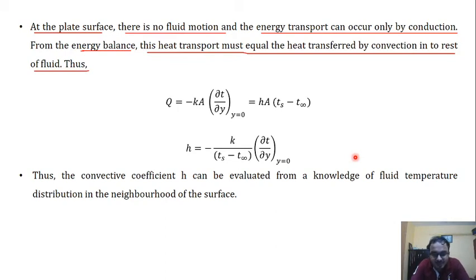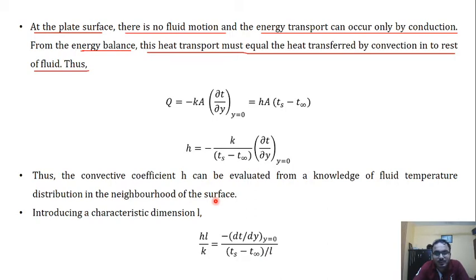So here, this value of h can be evaluated from the knowledge of the fluid temperature distribution, that is, del T over del y with Ts minus T infinity in the neighborhood of the surface. Introducing the characteristic dimension L.